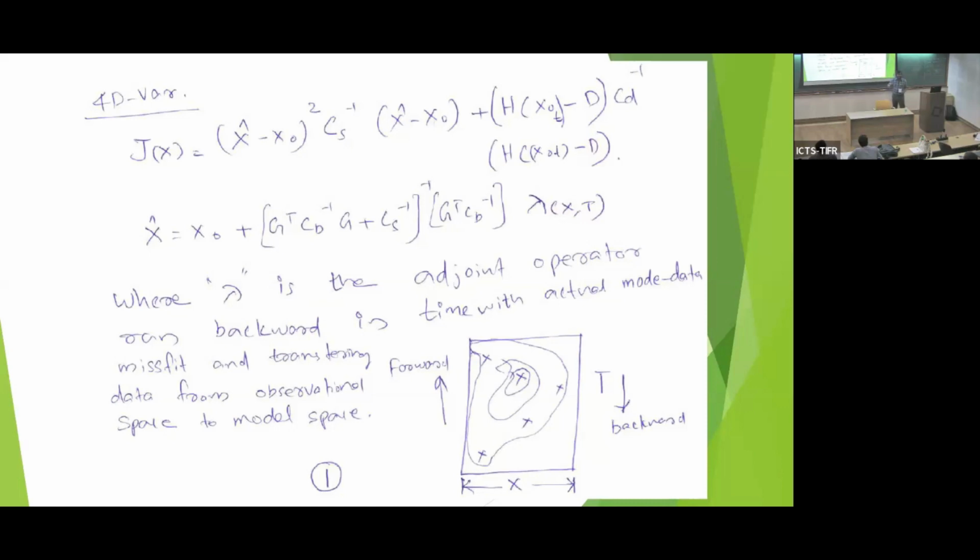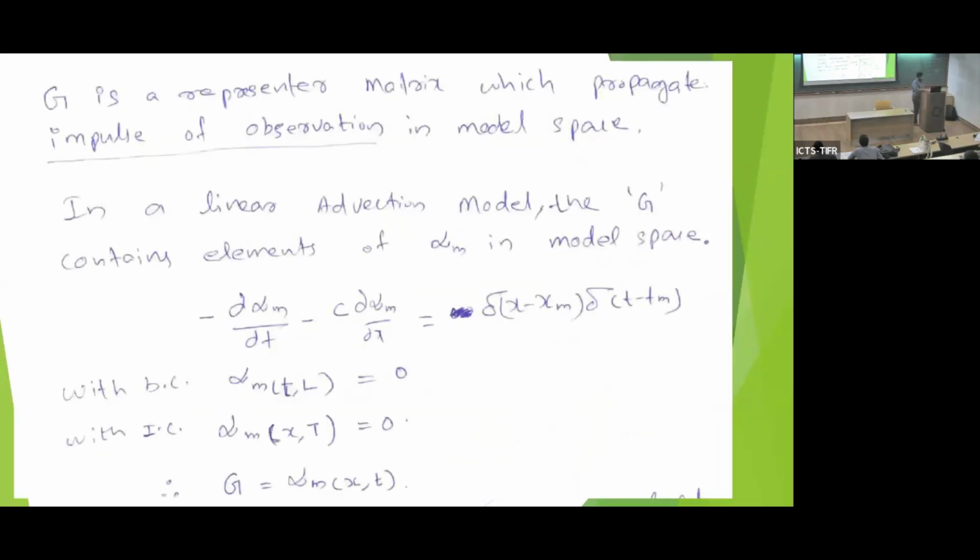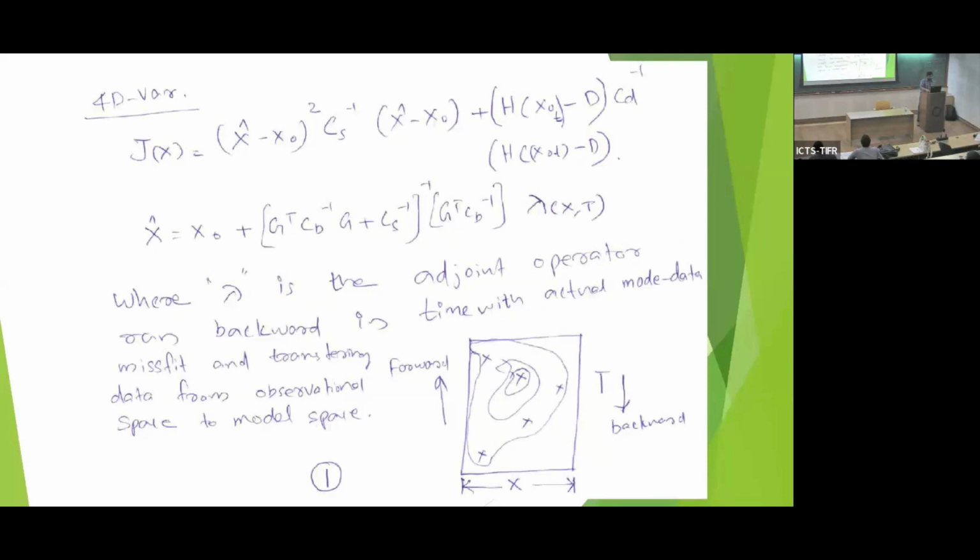So lambda basically contains the innovation vector in a meaningful manner. That's the beauty of 4D-Var. It respects the time it is measured, it respects the space it is measured. It just tracks the misfit backward in time, which is my lambda. So this contour is my lambda x,t, which I plug in here.